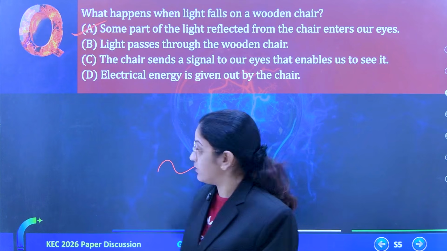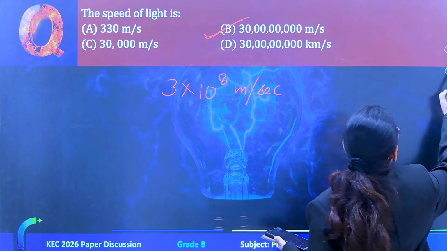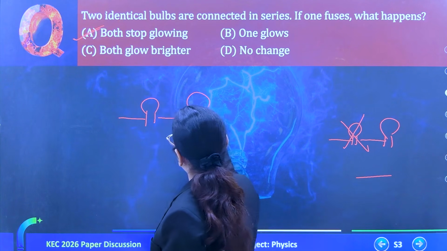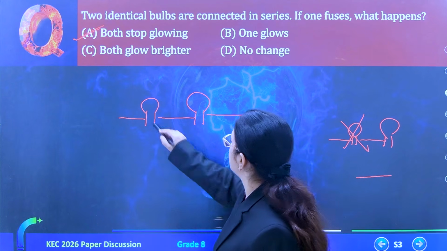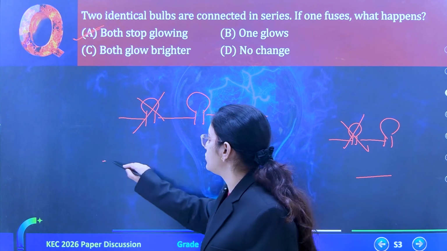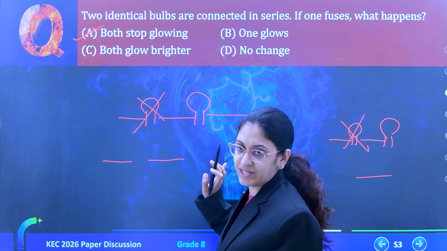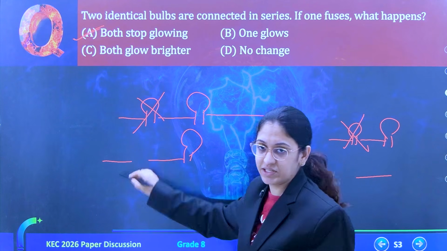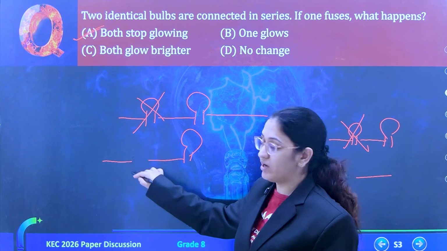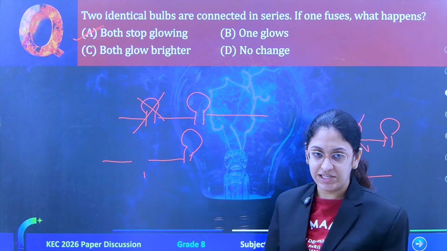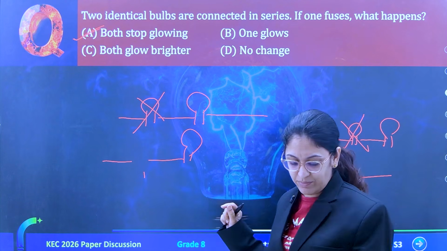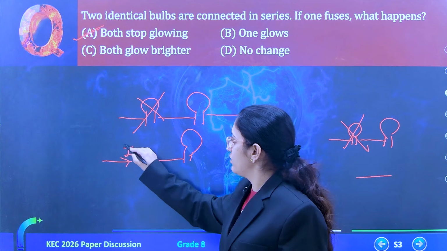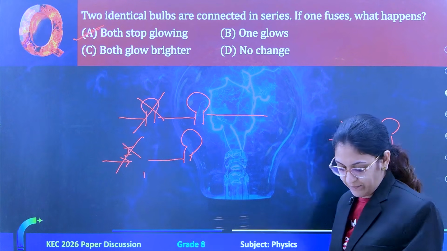Which question didn't you understand? Number one. Okay. Again, question number one. See, two bulbs. One bulb fuses. That is, it stops working. The filament is broken. The fuse wire gets melted. So it will create an open circuit. Is there any path for electrons to go to the second bulb? No. So no current will flow. Okay.